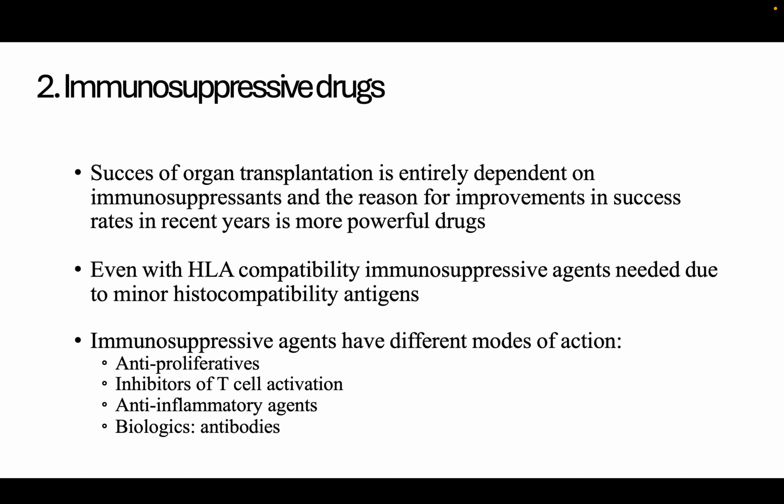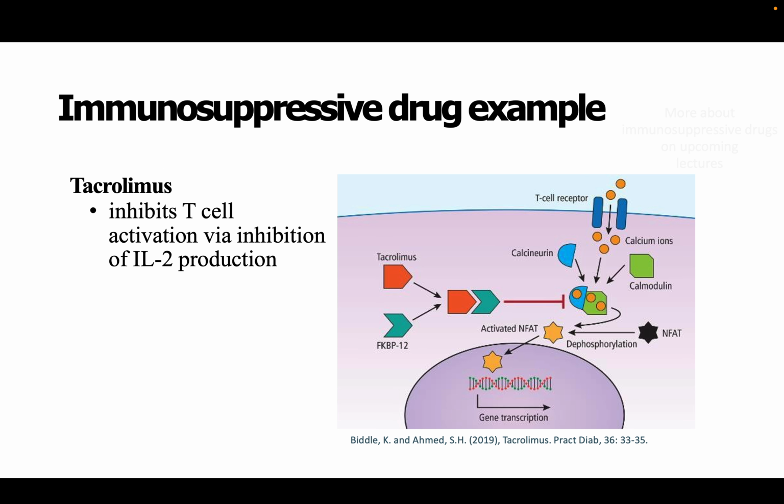And then, because we do not have a perfect HLA match, you need immunosuppressive drugs. These are drugs that stop T cells from proliferating and activating, that are anti-inflammatory, stopping inflammation, and other biologicals like antibodies that stop antibodies. An example is tacrolimus, which is a very famous one. This inhibits interleukin 2. Interleukin 2 is needed as a third signal for T cells. The T cells need interleukin 2 as a third signal to proliferate. So what you do is use tacrolimus, which inhibits interleukin 2 production.